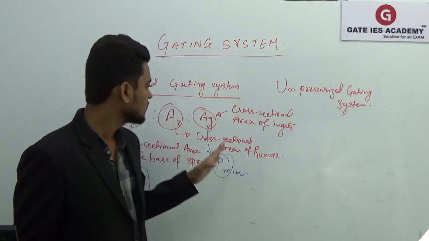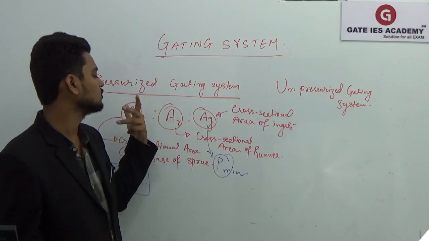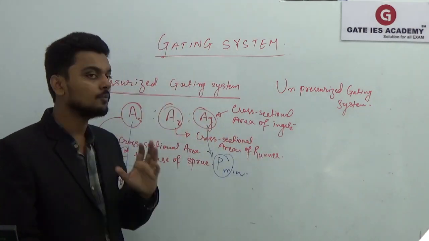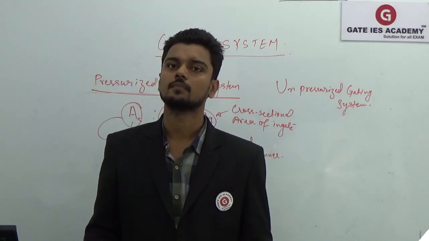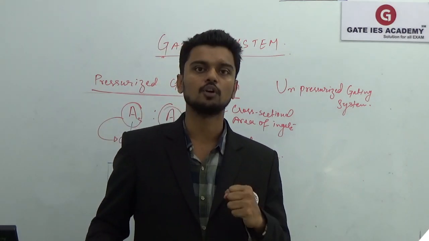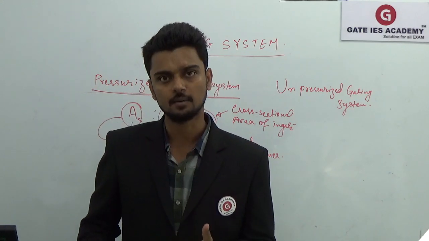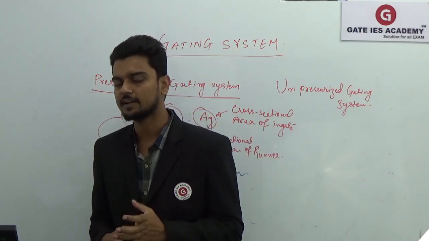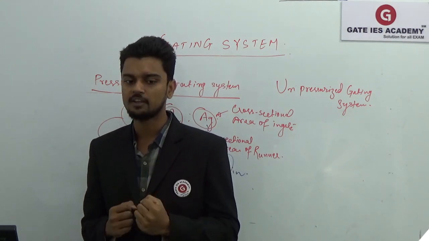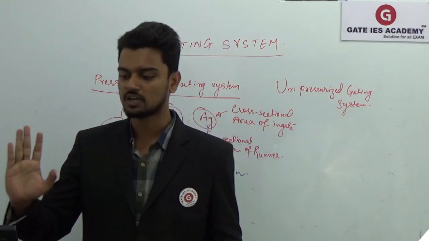It's not like that the ingate area is minimum, so you are getting the minimum pressure, so it should be named the unpressurized gating system. No, pressurized gating system means we are talking about the back pressure that is trying to push the molten metal and maintain the full flow in your gating system. Once there is a back pressure, what will happen? There will be full flow, there will not be any void. No void means there will not be any aspiration effect. That is what is written in the point.